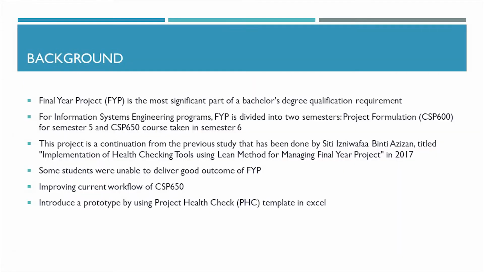As we know, the final year project is the most significant part of the bachelor's degree qualification requirement, taking place in UiTM. For the Information System Engineering course, FYP is divided into 2 semesters, which are Project Formulation CSP 600 in semester 5 and CSP 650 in semester 6. This project is focused on the latter one, which is CSP 650.